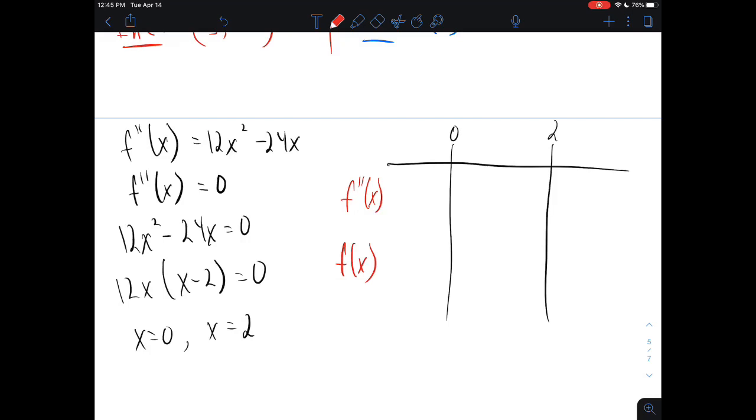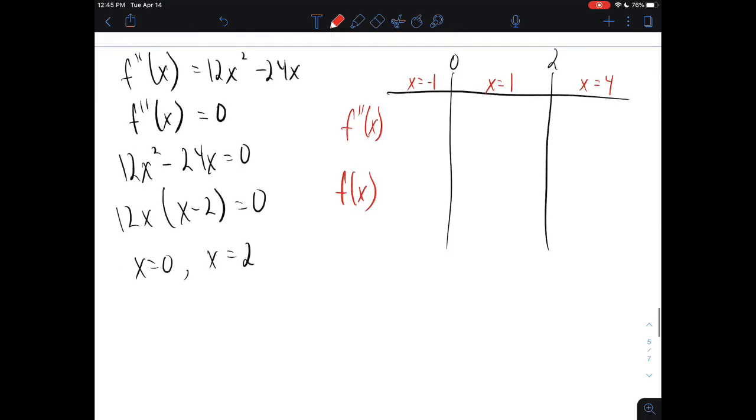I'll again use some test points. X equal negative 1 works again. X equal 1 and x equal 3 I could use again. Or since that was a critical number, if I don't want to confuse myself, how about x equal 4 again? And again, I'm plugging these into my second derivative, so I have to take the second derivative at those test points.